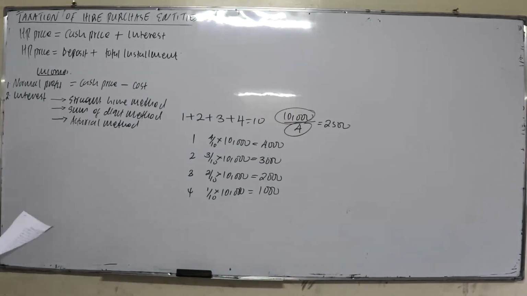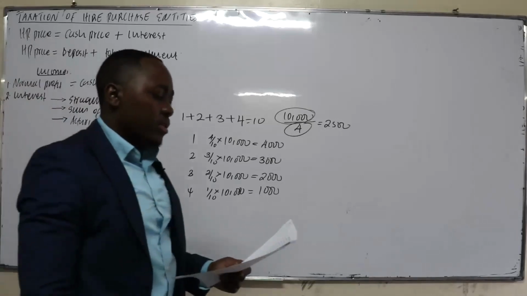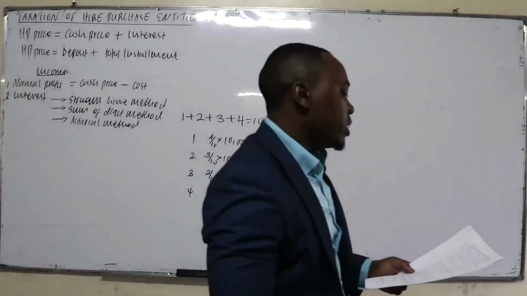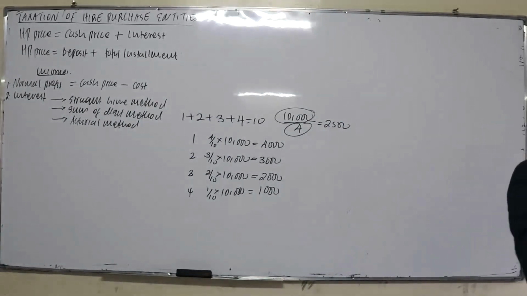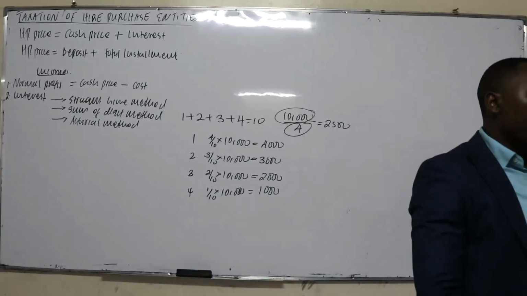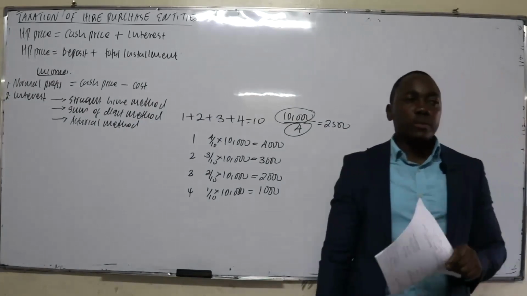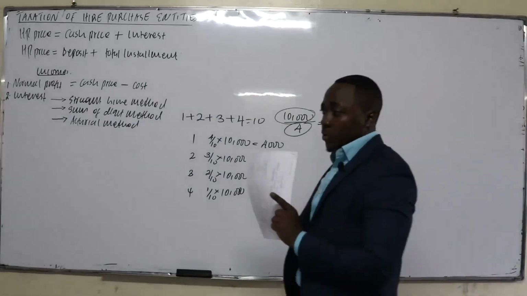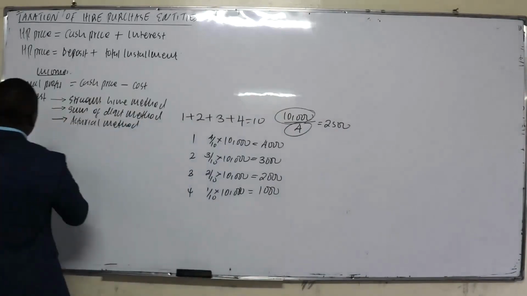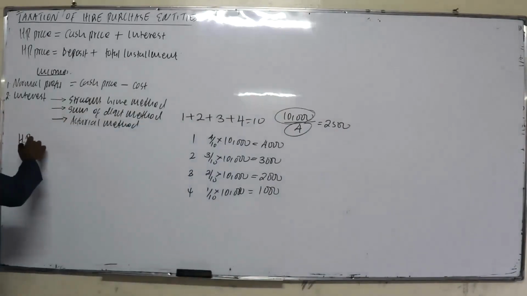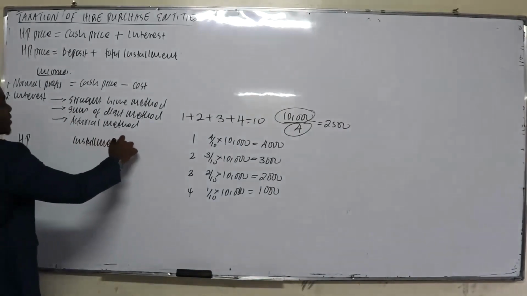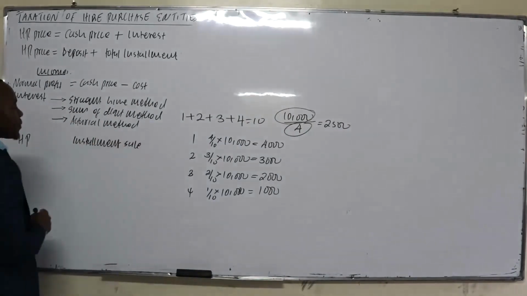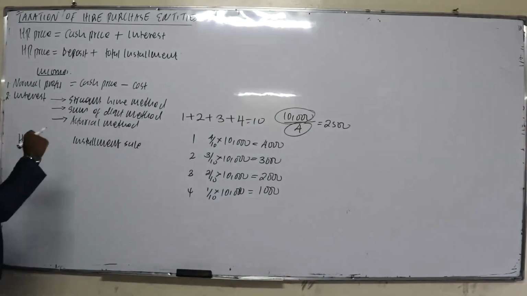So hire purchase is a transaction which allows for the acquisition of an asset by paying a deposit and taking possession of the asset immediately. And the balance is payable in installments and is subject to interest. Now, note that there is a difference between what we call the hire purchase and what we call the installment sale. For hire purchase, once you pay the deposit, you take the possession of the asset.